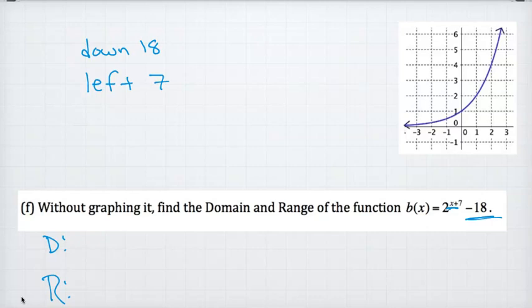So my domain, if I move this original parent function left or right, nothing really changes. My domain is still going to be negative infinity to infinity. Moving it left or right does not change that fact. The minus 18, though, the moving it down 18, is going to take it from this asymptote. My new asymptote would be at minus 18. So my new range is going to, instead of approaching 0, it's going to approach negative 18, and it's going to still go up to infinity.